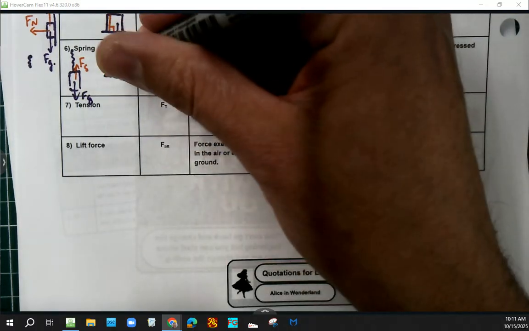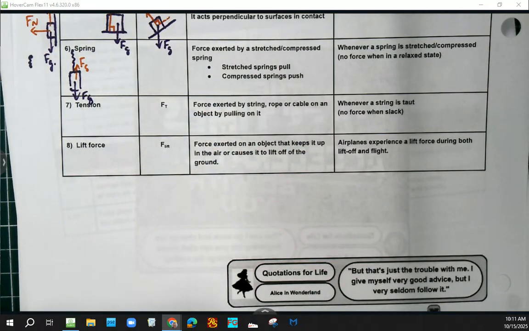Yeah. And so again, that's the kind of thing we're thinking about. We're thinking about what must be the case. If it's just sitting there, the spring force and the gravitational force must balance each other out. By the way, there's a name for that. It's called equilibrium. But we'll get to that, okay?